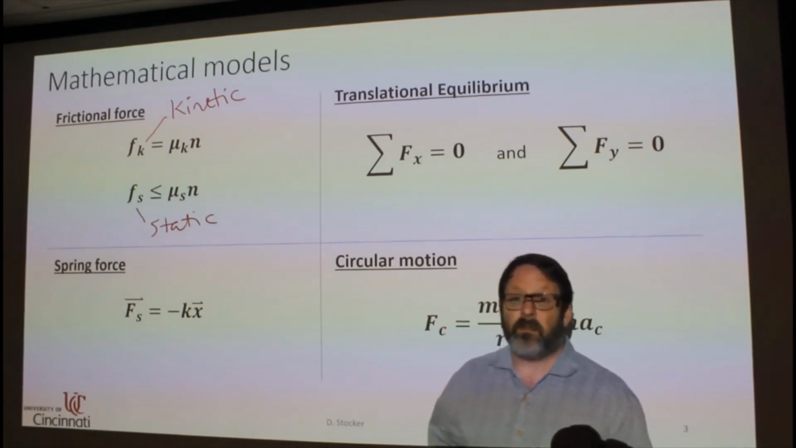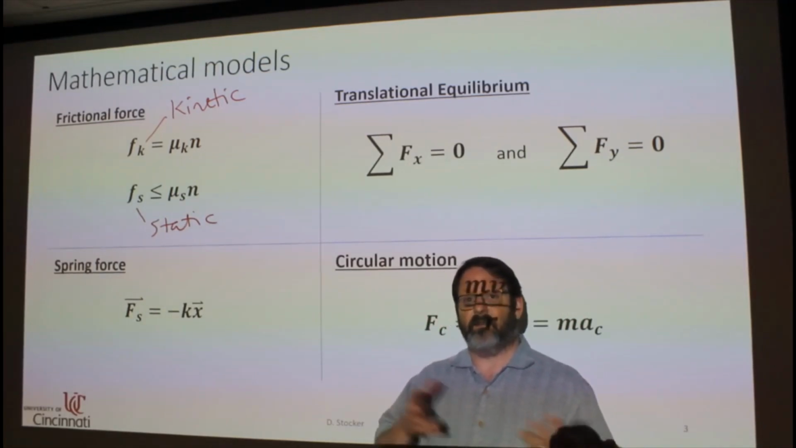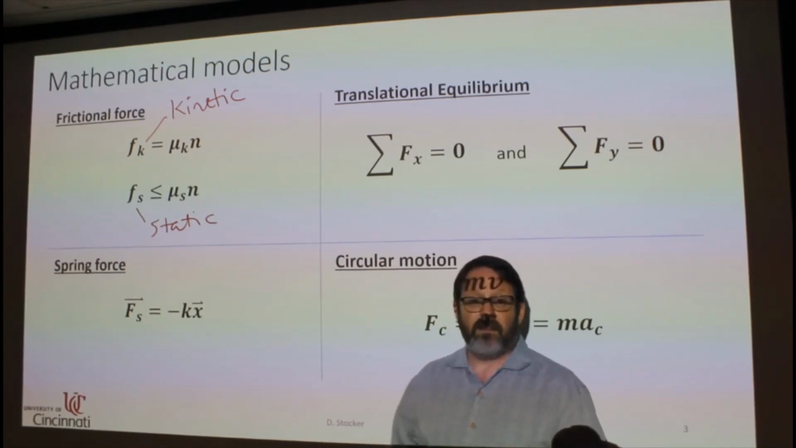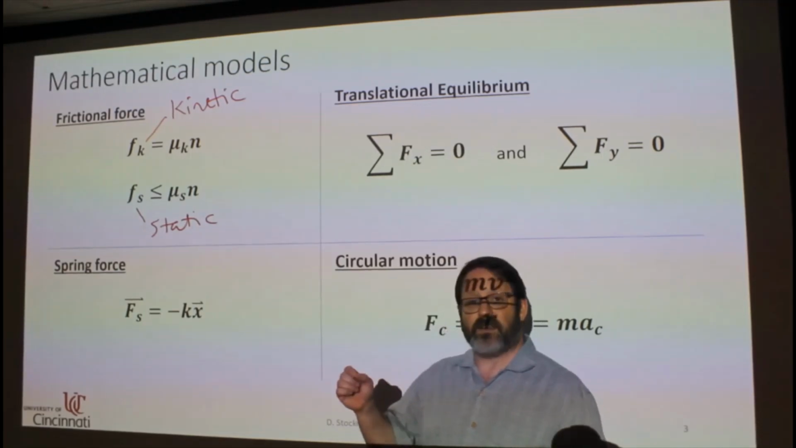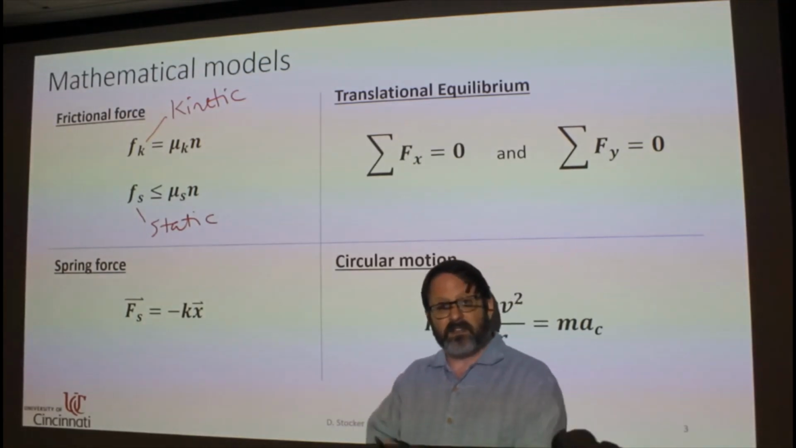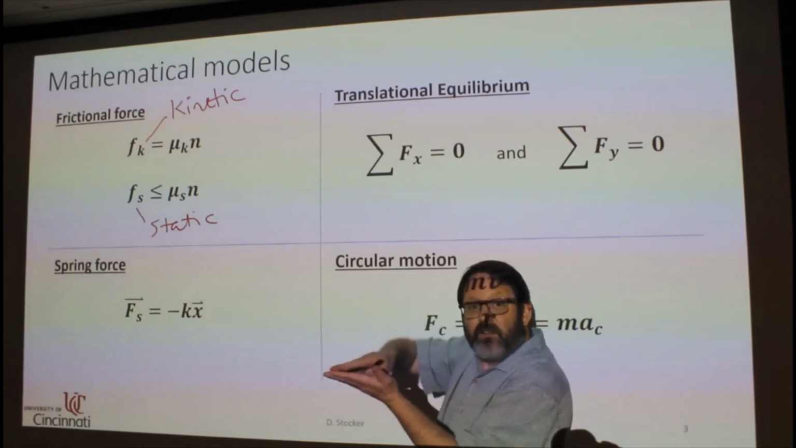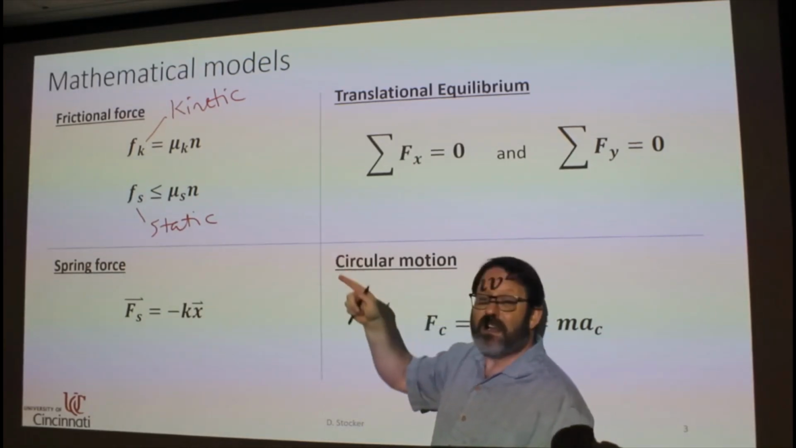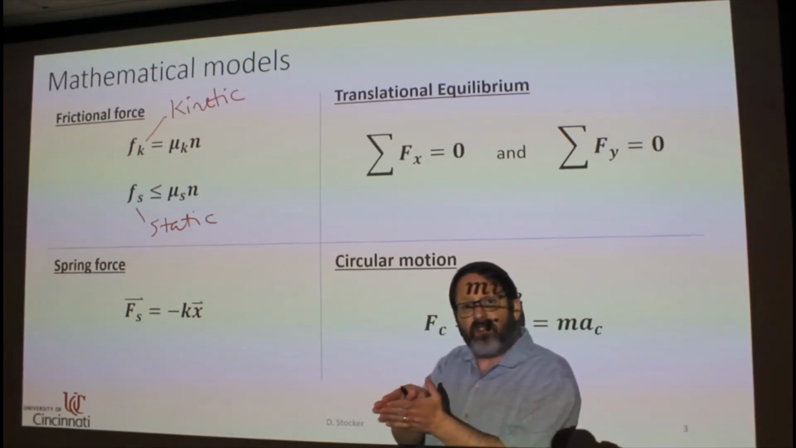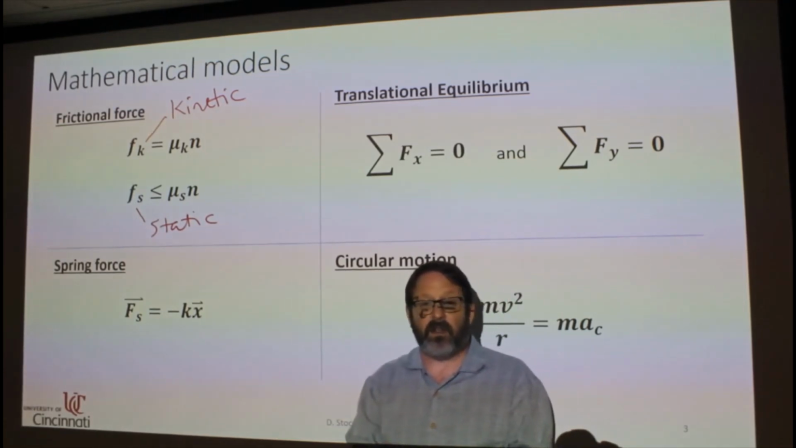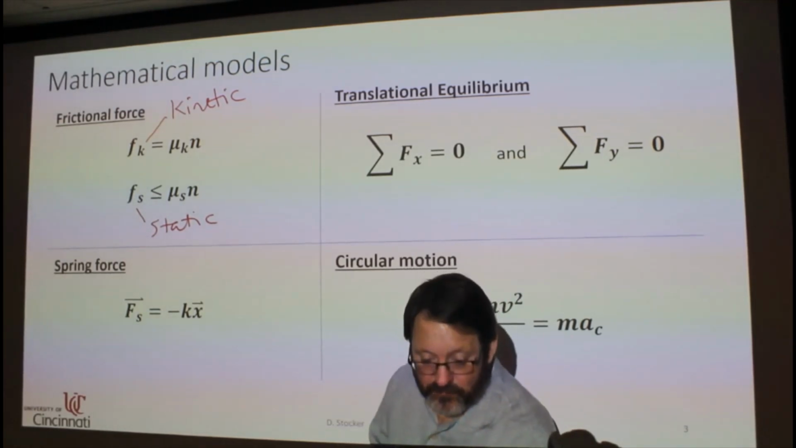Kinetic, we learned kinematics, right? Kinematics is motion. K is the kinetic friction. That means when something is moving. So if two things are moving relative to each other, there is a kinetic friction force between those two. If they're not moving relative to each other, then it's a static force.